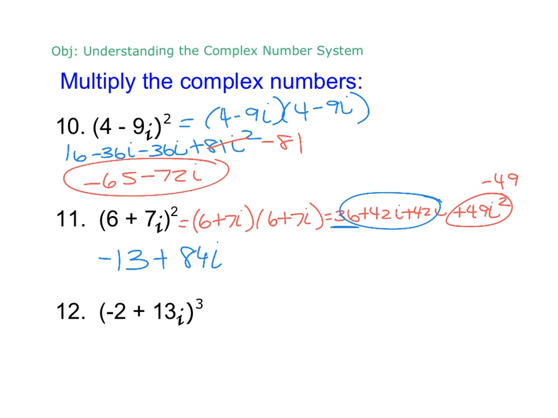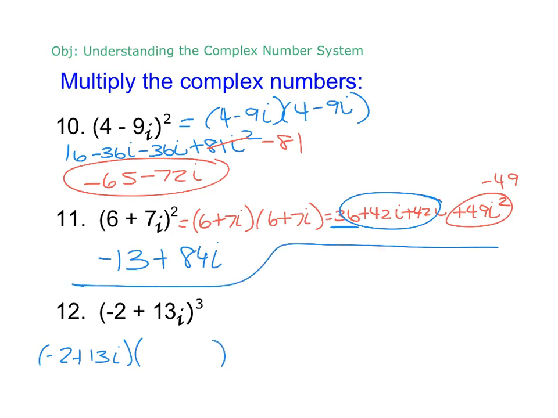That's it. All right, so now number 3. This is the hard one. Notice it's to the third. So what I would recommend is FOIL out the first 2 of them and then multiply that last one. So I'm going to do negative 2 plus 13i down here times something. And up here, we're going to do 2 of them. So negative 2 plus 13i, negative 2 plus 13i. So we're going to multiply those 2 together and then multiply it by 1 more.